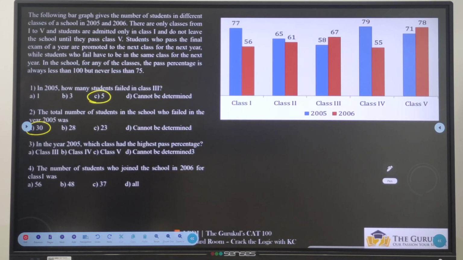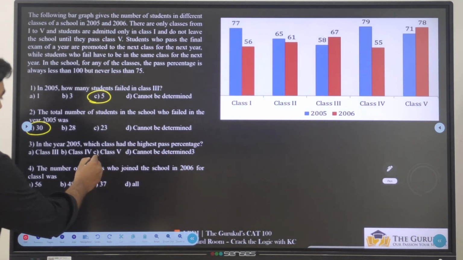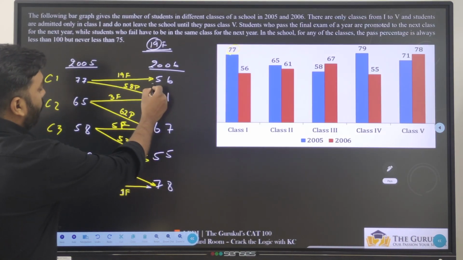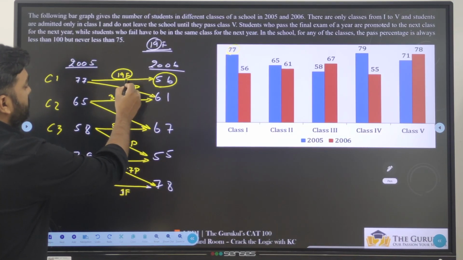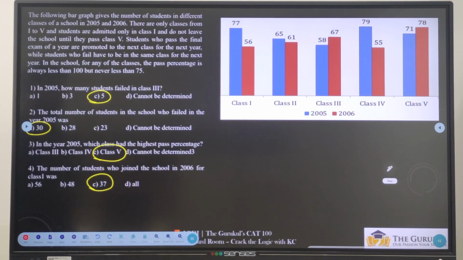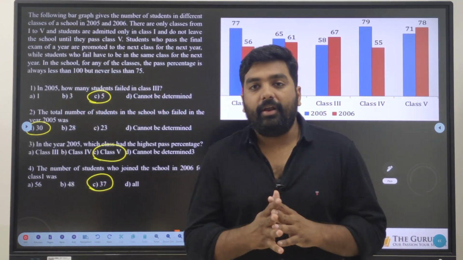In the year 2005, which class had the highest pass percentage? That is happening in the last class only, 1 student failed. The number of students who joined in the school in the year 2006 for class 1 is how much? So, if out of 56 students, 19 students failed and stayed here, how many new students joined the classroom? That is perfect. 37 people joined the class. Option C. Clear? Perfect. So we'll end the question over here.